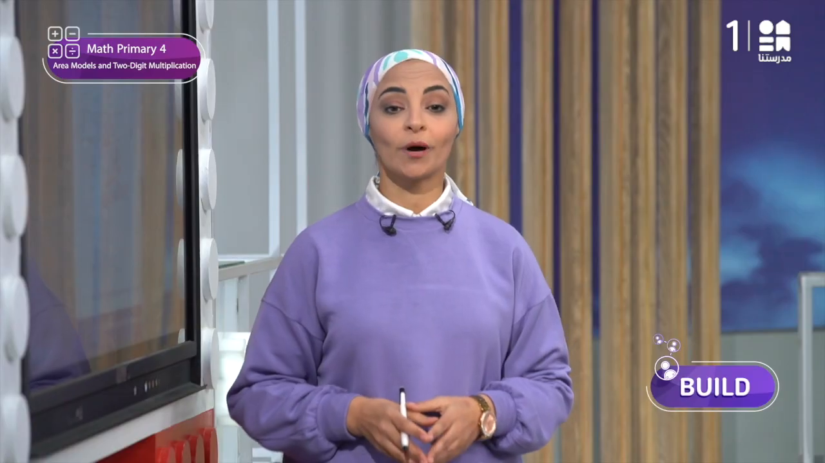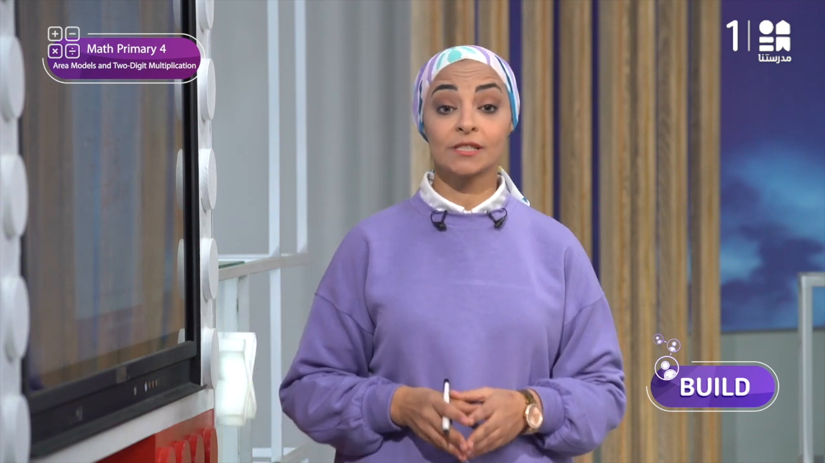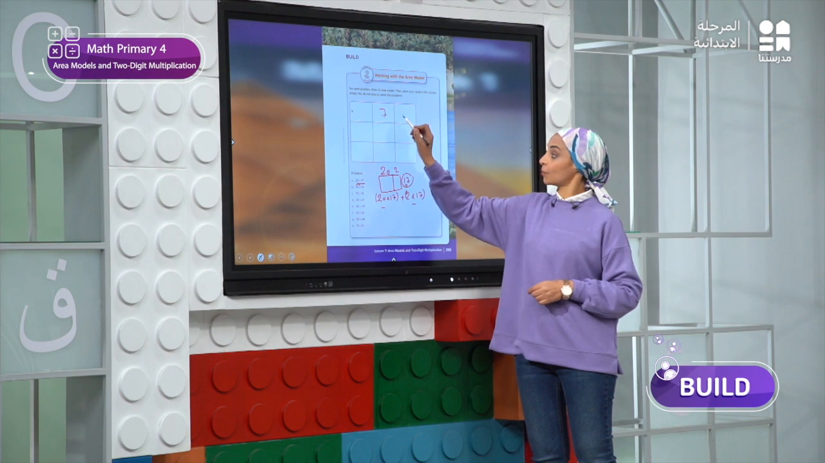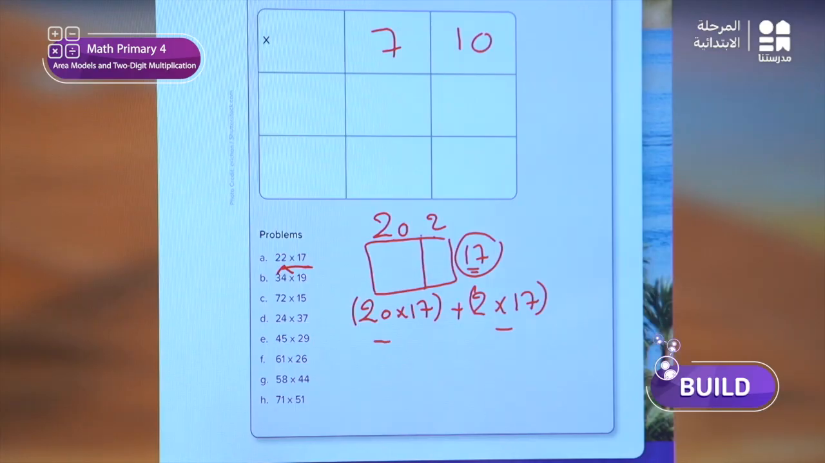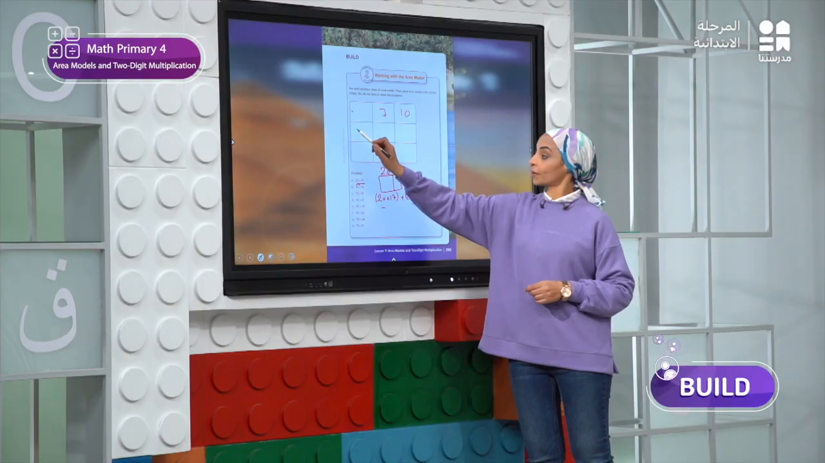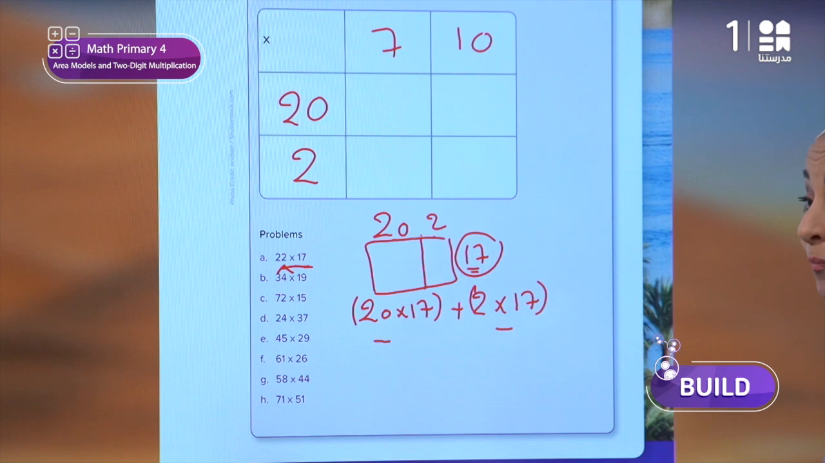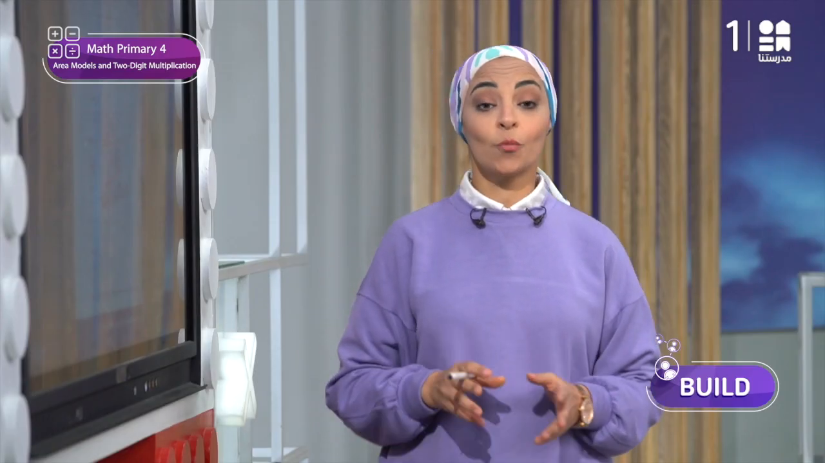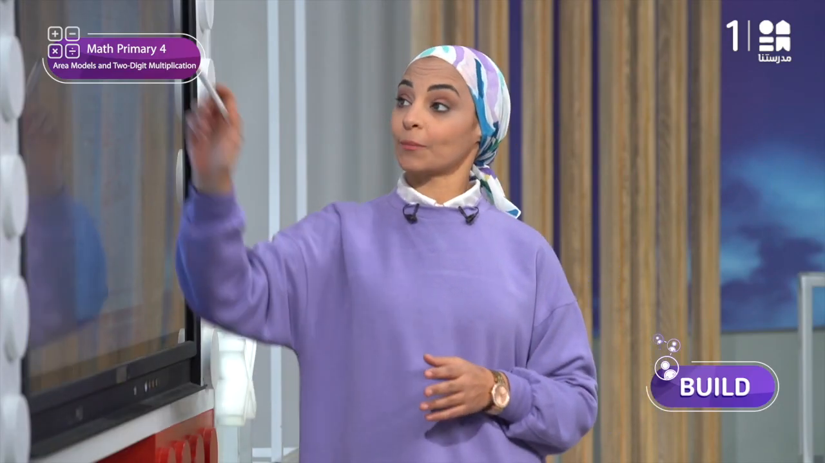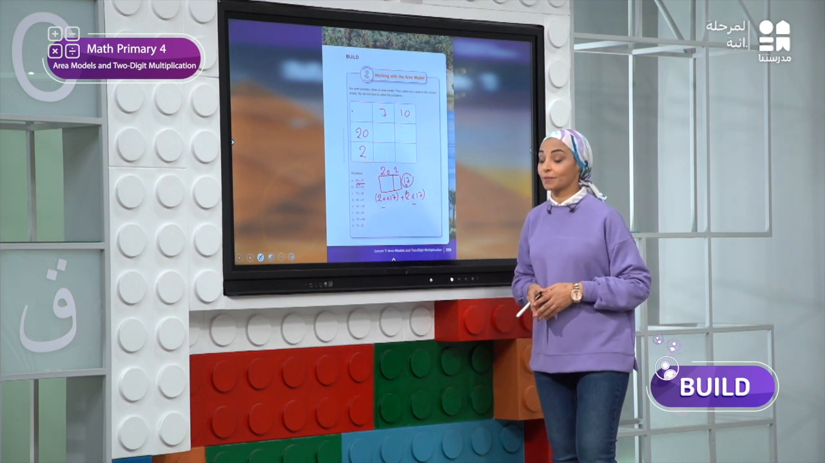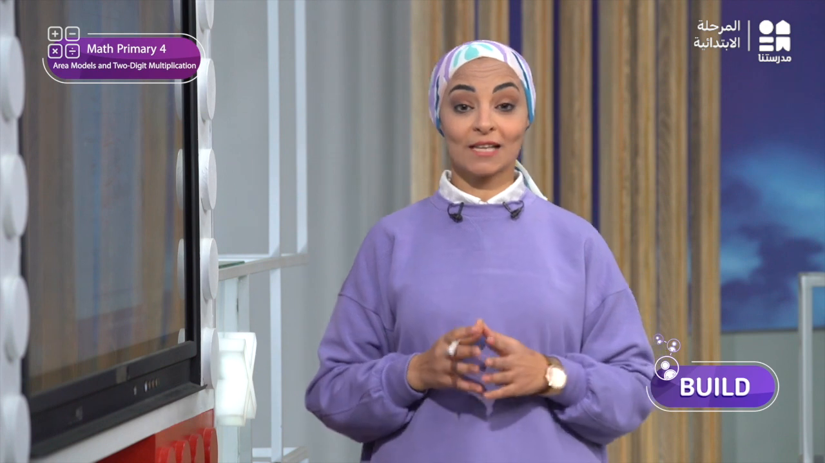Some of you might think that we can decompose 17 into 7 plus 10, just like you have decomposed 22 into 20 plus 2. This is correct. And we can also do the opposite: put 7 and 10 on this side and 20 and 2 on the other side. Then we will proceed as normal.